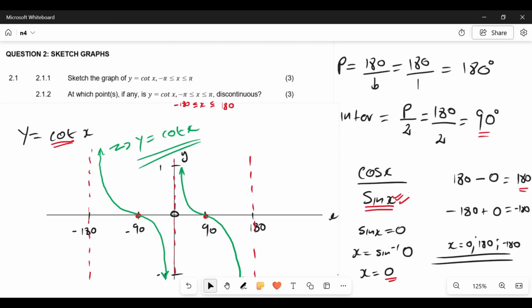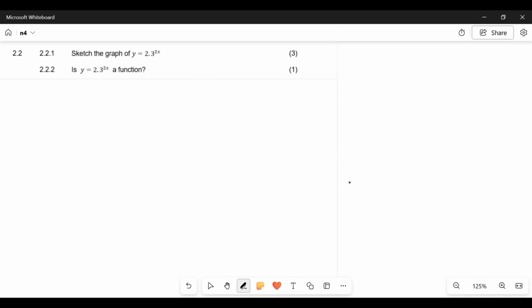Alright guys, we are done with 2.1. Let's look at 2.2. Now 2.2 has two questions here. We have 2.2.1 and 2.2.2.